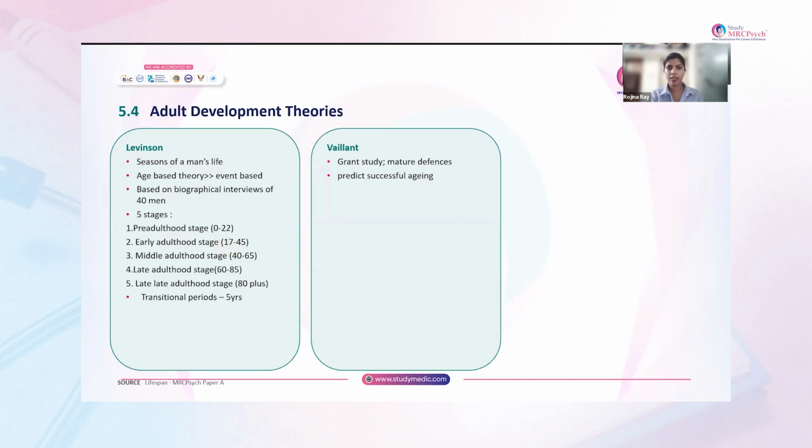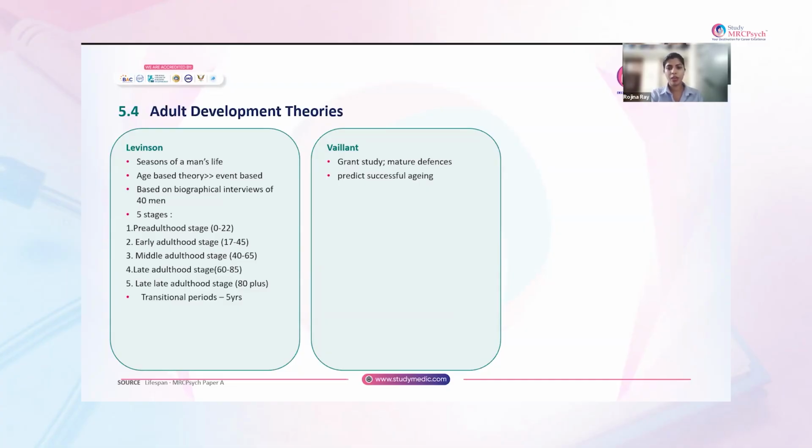Now, the next theory is by George Vaillant, who extended the Harvard Grant study, which followed healthy men over many decades to identify the factors that are associated with successful aging. And what did he find? So he found that mature defense mechanisms like humor, altruism, suppression, and sublimation are better predictors of mental health, satisfying relationships, and successful aging. So the key message, according to Vaillant's theory, is that how we cope with stress is more important than the stressful events themselves. So coping is really important.